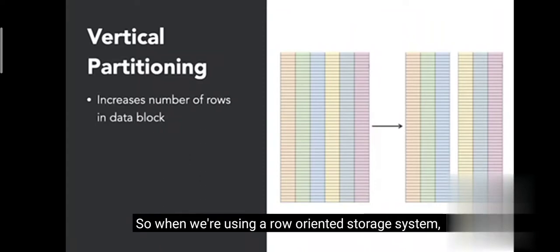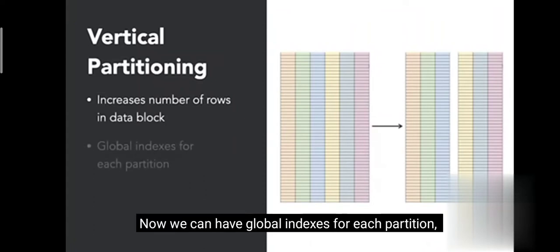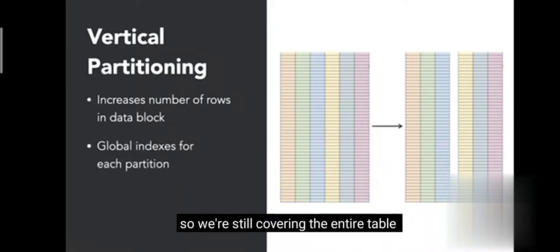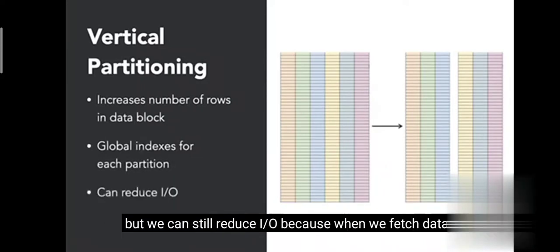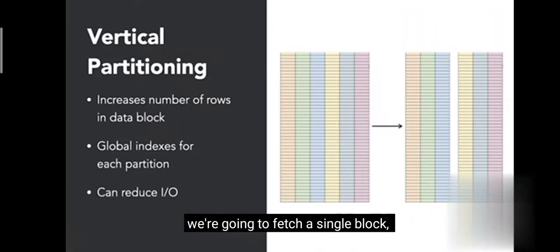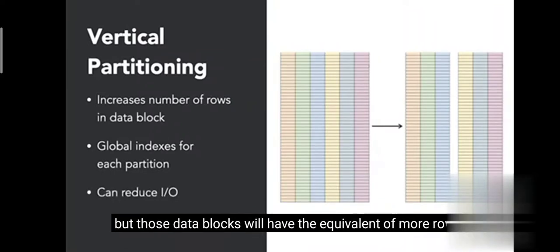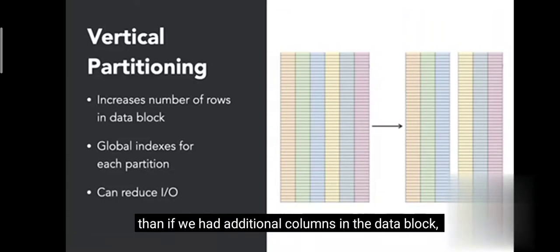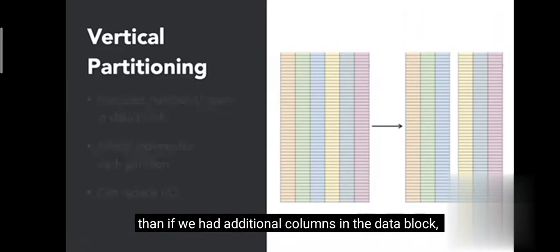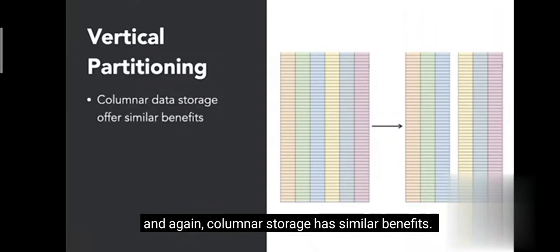So when we're using a row-oriented storage system, this is one way to start to get some of those advantages of columnar storage. Now we can have global indexes for each partition. So we're still covering the entire table, like all global indexes, but we can still reduce I/O because when we fetch data, we're going to fetch a single block, or actually, some number of data blocks, but those data blocks will have the equivalent of more rows than if we had additional columns in the data block. And again, columnar storage has similar benefits.